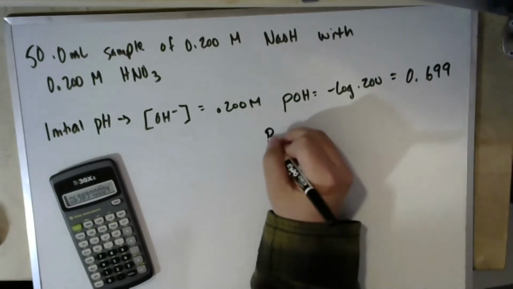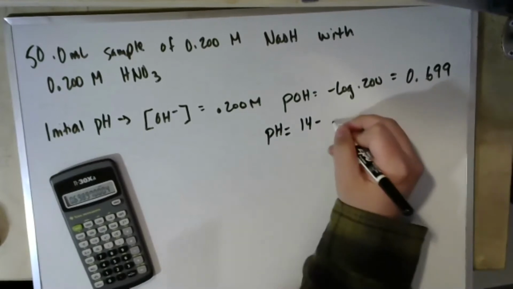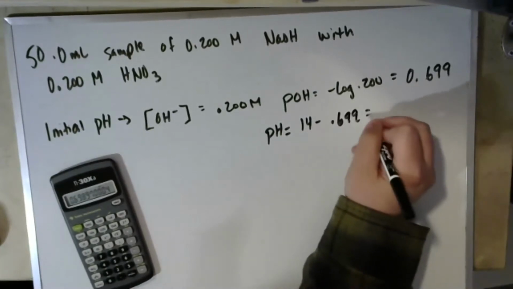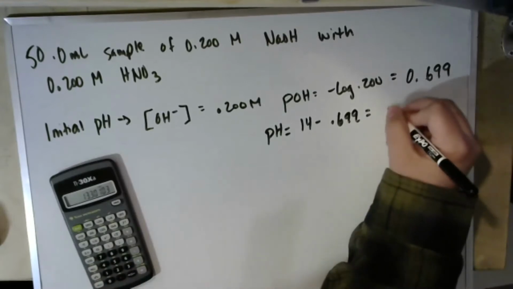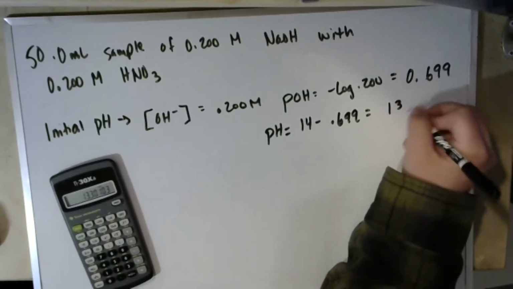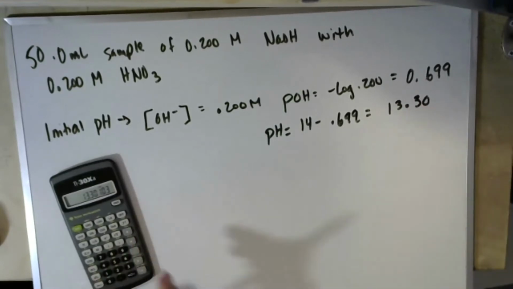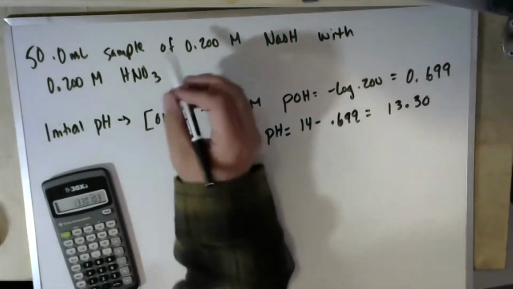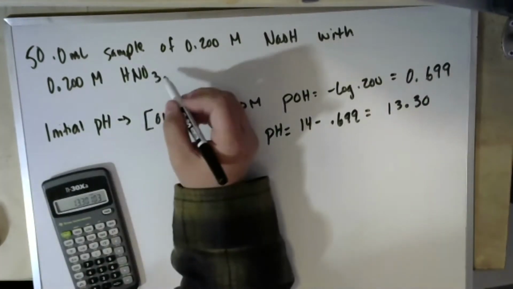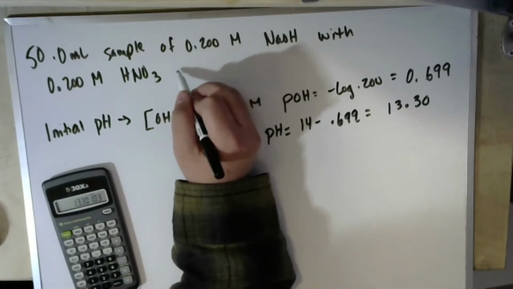Okay, now I'm going to calculate the pH from the pOH. So we have an initial pH of 13.3. And again, I'm just doing this so that we have a baseline to compare the rest of our pH values to. It's not necessary because I didn't ask for it.